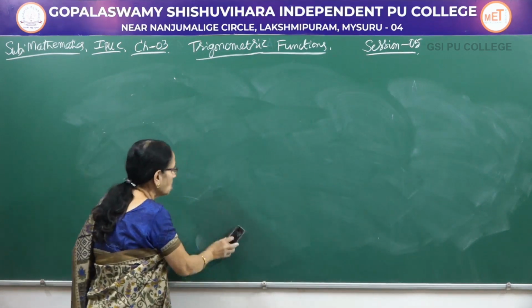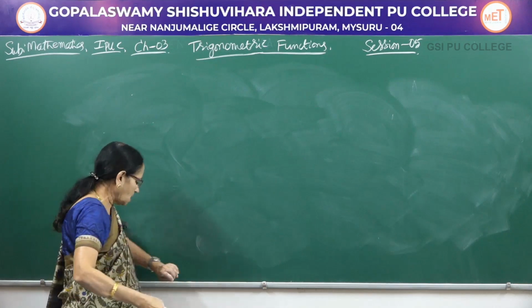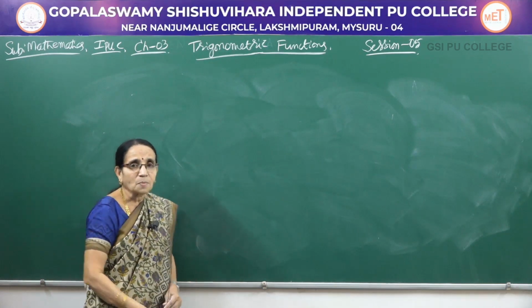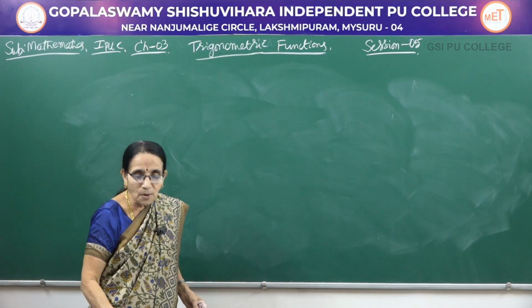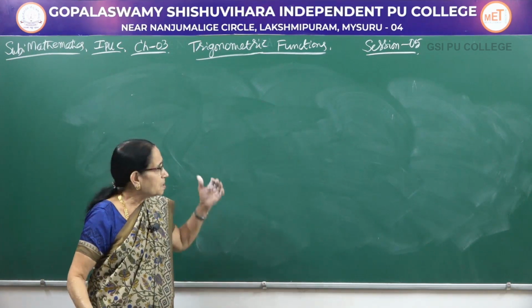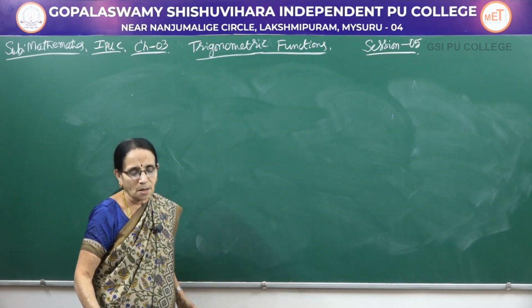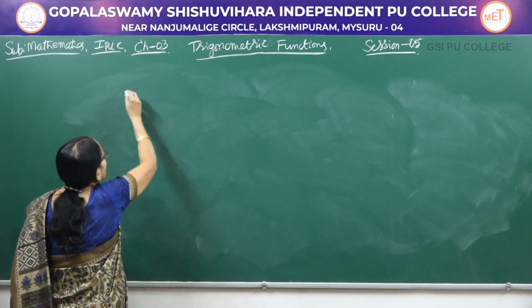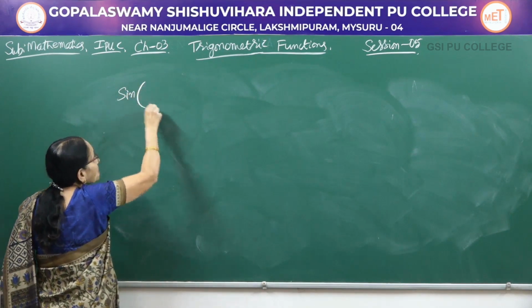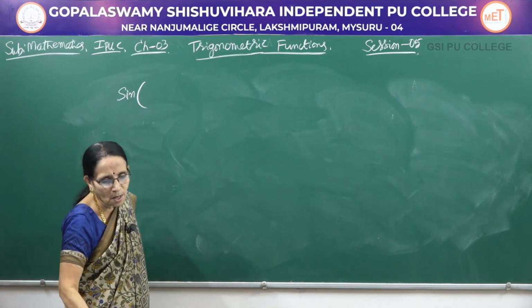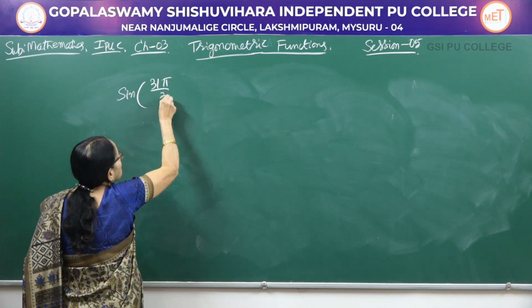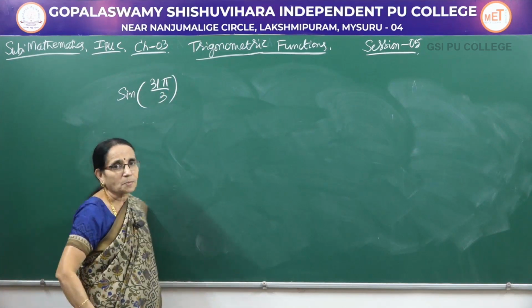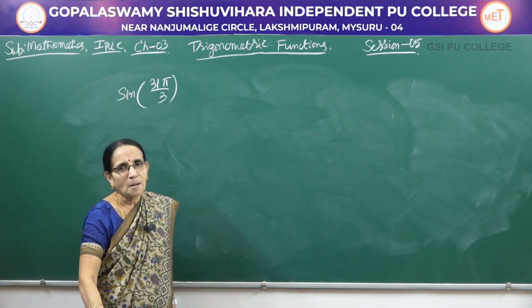But do not expect the angle always to be given in degrees. It can be given in the radian measure also. Suppose it is given in the radian measure, better you do it in the radian measure only. Now, how do you write this one? Next problem, I am giving using the radian measure: sine of 31 pi by 3. It is quite a big number, 31 pi by 3.